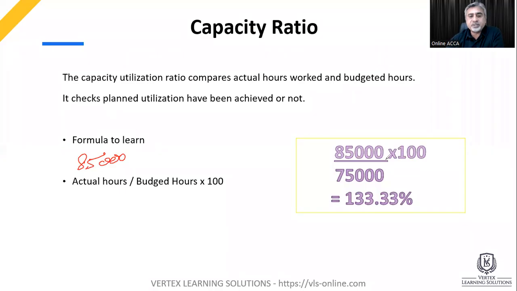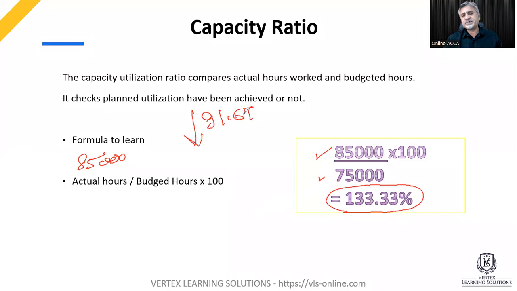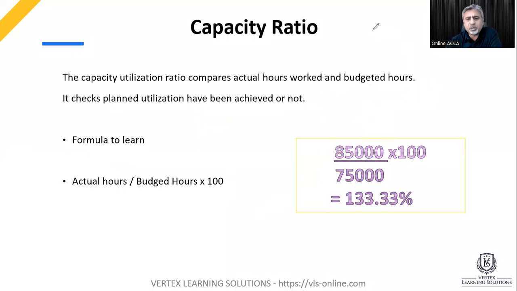So it says actual hours divided by budgeted hours, which means 85,000 were my actual hours, and how much we budgeted was 75. So you actually worked more than the capacity, 133%. Efficiency ratio was down to 91.76%, and capacity ratio is up because you worked more hours. Instead of working 75,000, you worked 85,000. So that makes some logic.